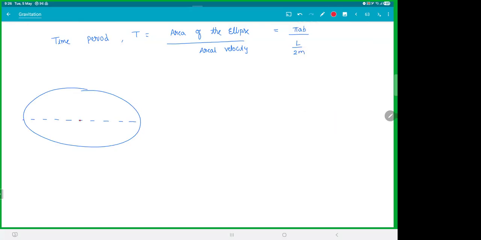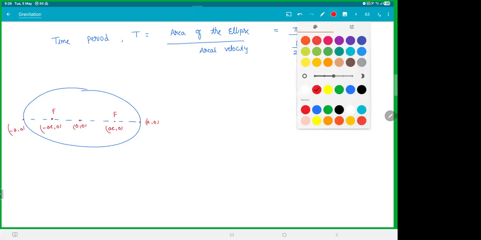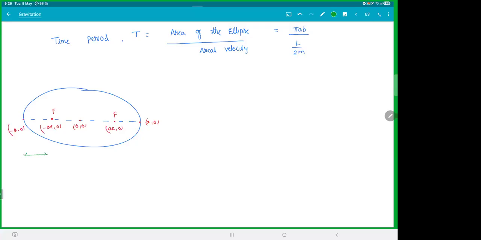So listen to this. This is your origin. In an ellipse we have two foci. One is at AE comma 0 and the other is minus AE comma 0, and this is your A comma 0. So these are the two foci, foci being the plural. This distance was R1, which is A minus AE. This distance was R2, which is A plus AE.